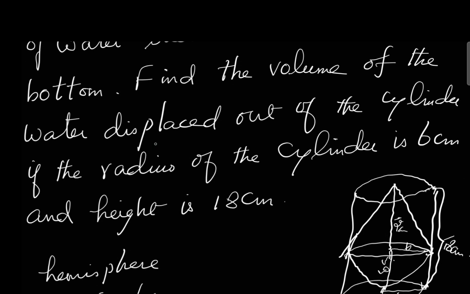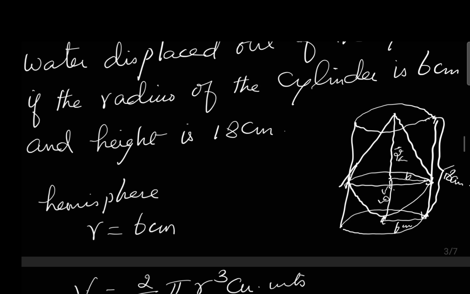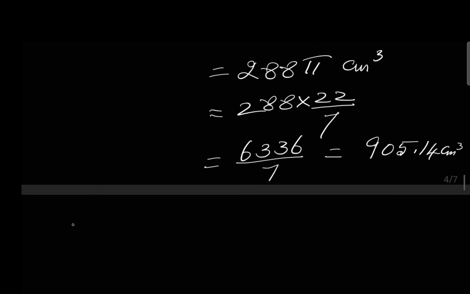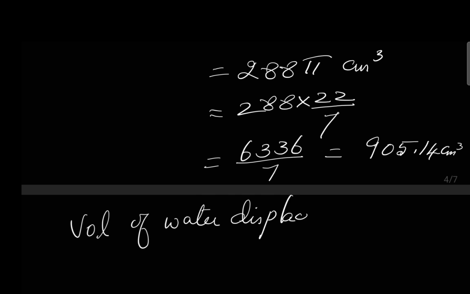This is the volume of the water displaced. When you keep this solid figure inside the cylinder, water comes out, depending on this volume. So the volume of water displaced is equal to 905.14 centimeter cube. Thank you.